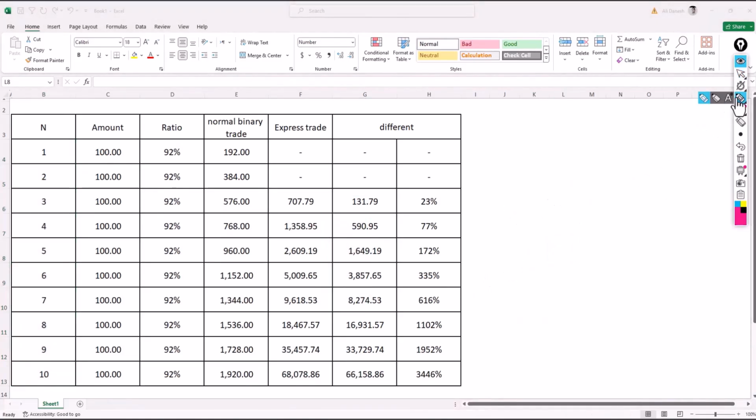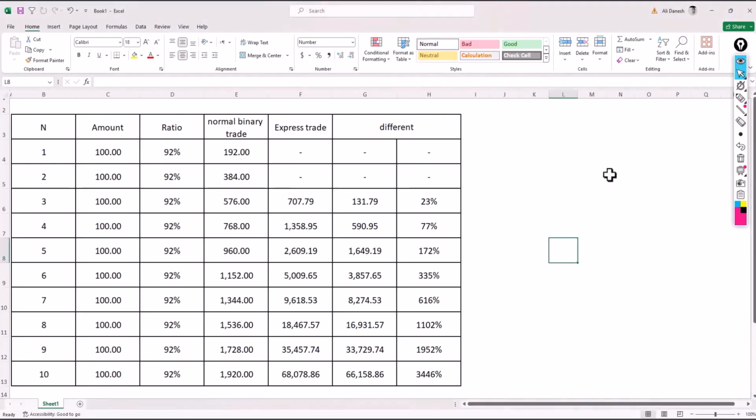Here, I've documented 10 hypothetical trades that I've conducted. I specifically stated that I would execute 10 individual trades, each consistently featuring a ratio and a multiplier of 92%, and the initial amount I allocated for each and every trade is precisely $100. So, up to this point, if I were to execute these trades in the conventional manner, let me scroll up just a bit to illustrate this more clearly.